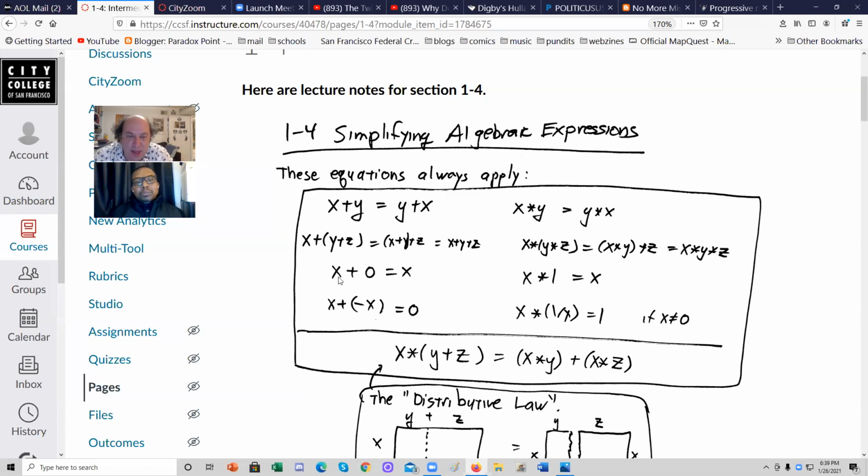If you take x and add 0, it's x. If you take x and times 1, it's x. So plus 0 does nothing to x. Times 1 does nothing to x. These are called identities. They keep x identical.